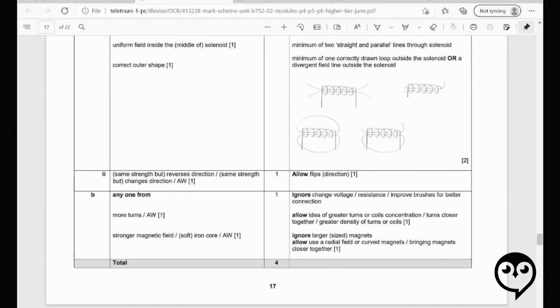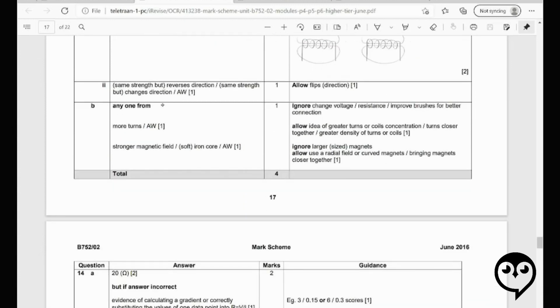Reverse polarity is a nice way of putting that. And any one, we had said more turns or a stronger magnetic field. You could add in an iron core, I guess, if they didn't have one. Greater number of turns. Okay, you want to increase with a stronger magnetic field. It's not about them being larger. It says ignore. It's not about larger magnets. It's about stronger magnets. It's about their field lines being close together, about having a larger flux density.